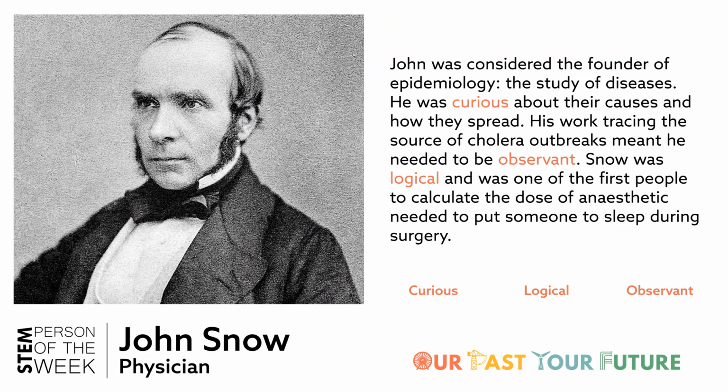Now, at the beginning, we saw a postcard of John Snow. So let's take a closer look at the words highlighted in orange that tell us a bit about what he was like. So the first word is curious. And if you're curious, you want to learn new things. He was also observant. And if you're observant, you're quick to see things. You can spot fine details and you're good at paying attention.